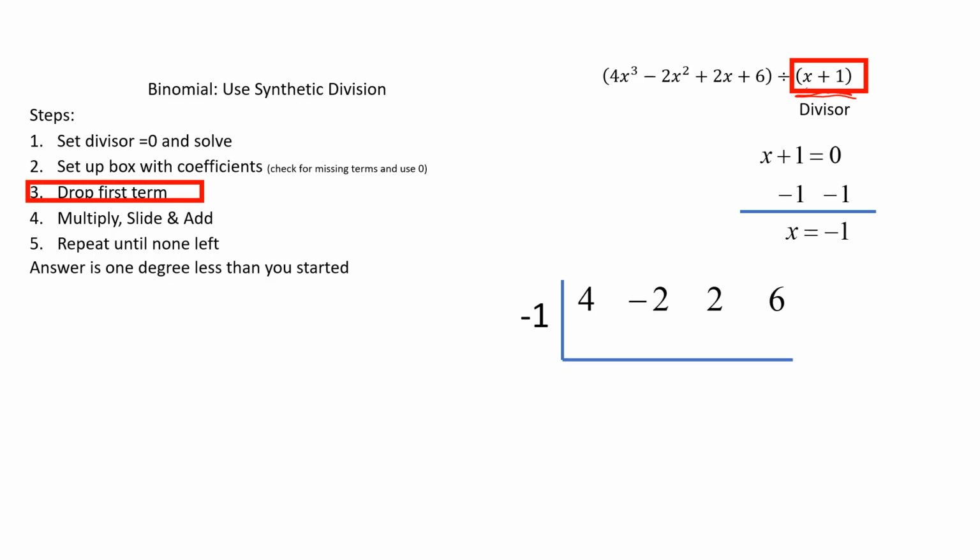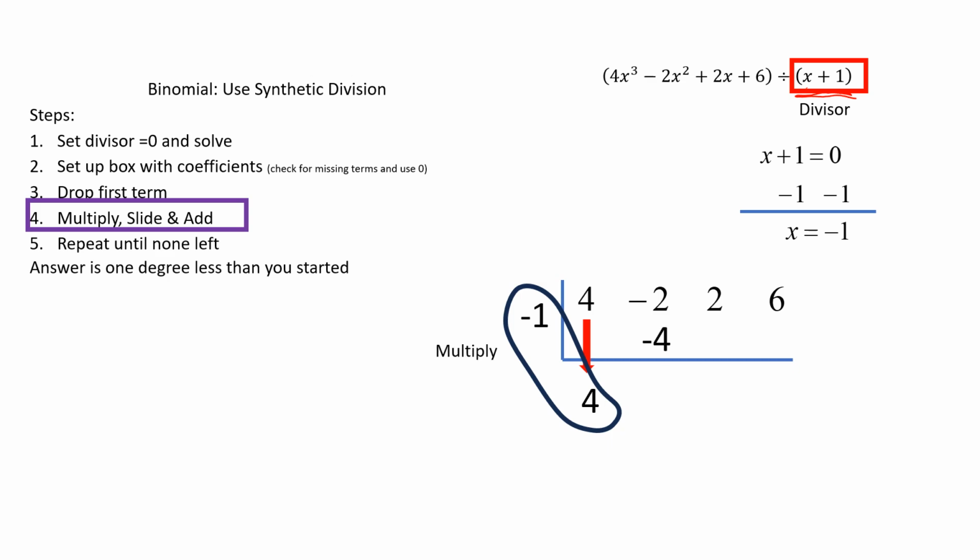Now your next step is always, always, always to simply drop the first term. That is what you will always do. So you're going to take that first term, which is 4, and just bring it straight down. Then the next step is to multiply the two outside numbers. So -1 times 4, and when I multiply them, I get -4. I'm going to put it underneath my -2. After I've multiplied, I am then going to add those two numbers together. So -2 plus -4 is -6.